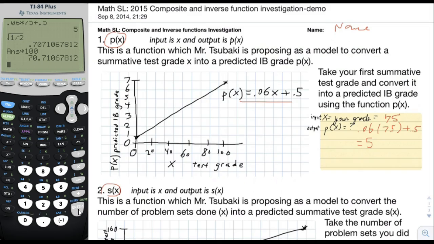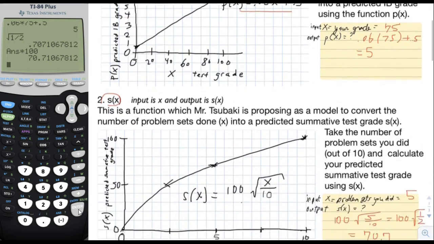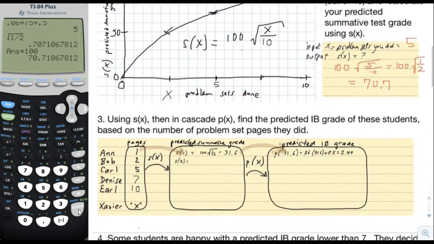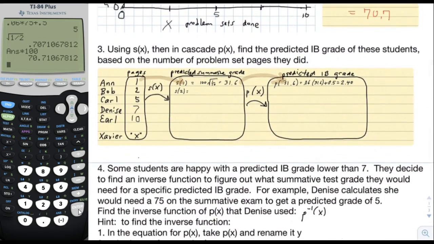I hope you chose your own values there, or you could have invented whatever values you wanted and put them in the equations to find the output of the functions. Now we're going to do something else. What we're going to do is put these two functions together.